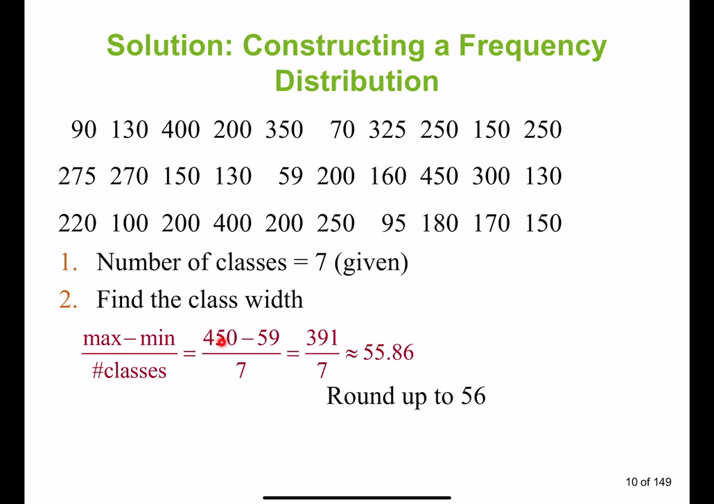What is our maximum? 450. If we look around, this is 450, that is indeed the maximum. And the minimum is 59. So maximum minus minimum over the number of classes, we get approximately 55.86, which rounds up to 56.